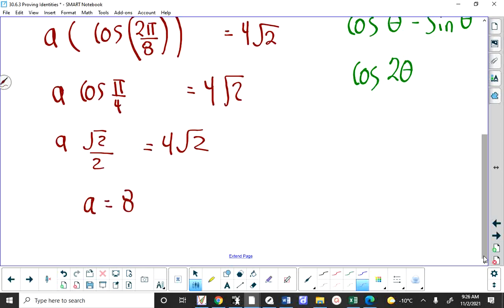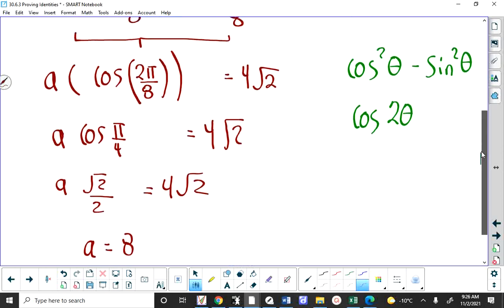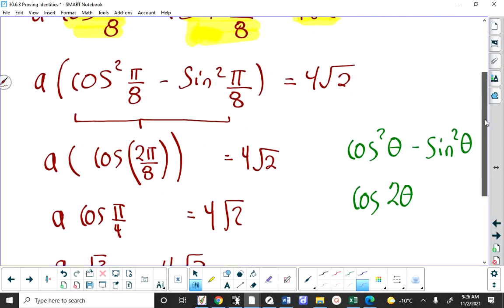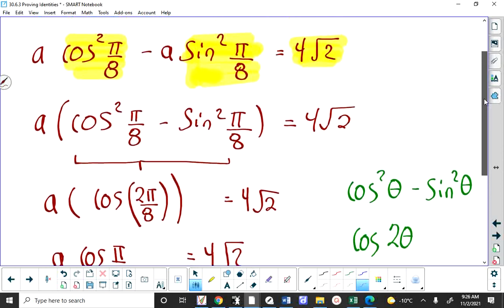Is that okay? All right. And again, at this stage, this isn't, in my mind, a really good question in Math 30, because just getting to this step, you could find the answer on your calculator. But sometimes these slip through.